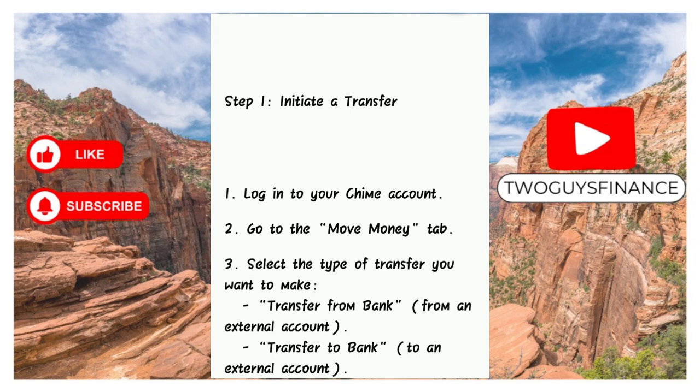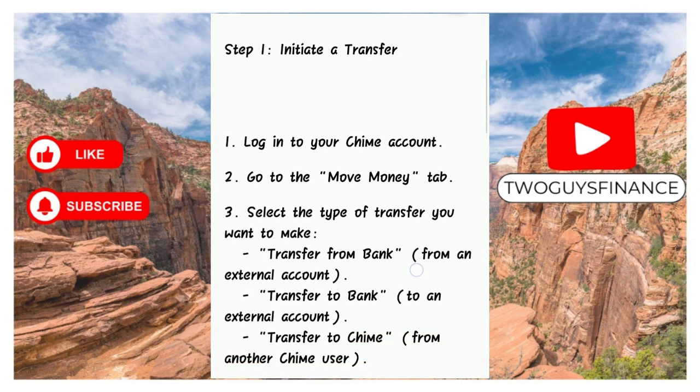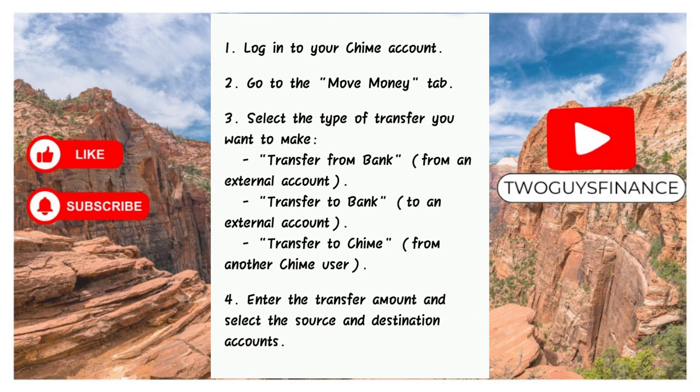So first thing you want to do is to log into your Chime account, go to the Move Money tab, select the type of transfer you want to make. That could be a transfer from bank, transfer to bank, or transfer to Chime. And once you've done that, you want to enter the transfer amount and select the source and destination accounts. Once you do that, the money is gone.